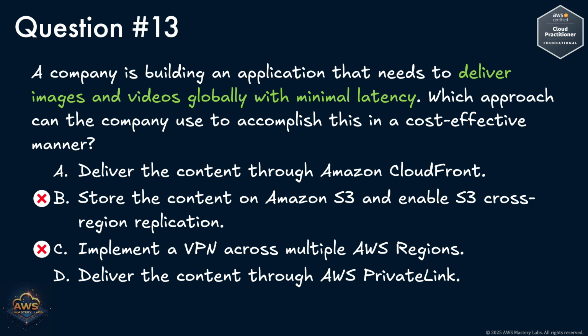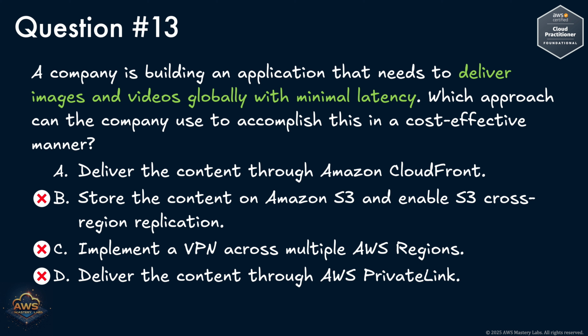Option C. Implement a VPN across multiple AWS regions. A VPN is used for secure, private communication between networks, not for content distribution. It adds latency and complexity and would not scale for serving large numbers of public users accessing images or videos globally. Incorrect, because VPNs are for private networking, not scalable public content delivery.